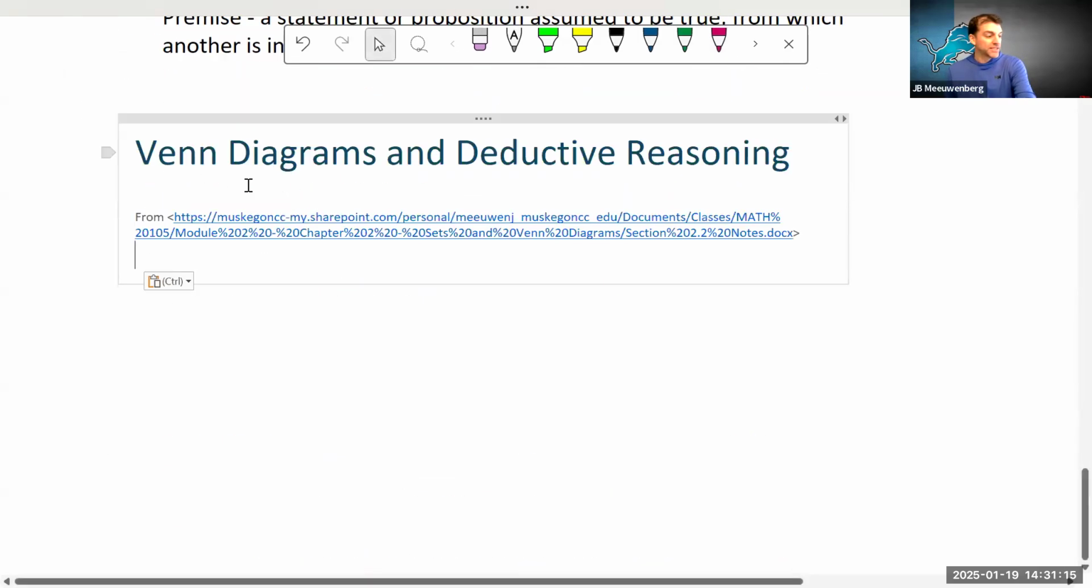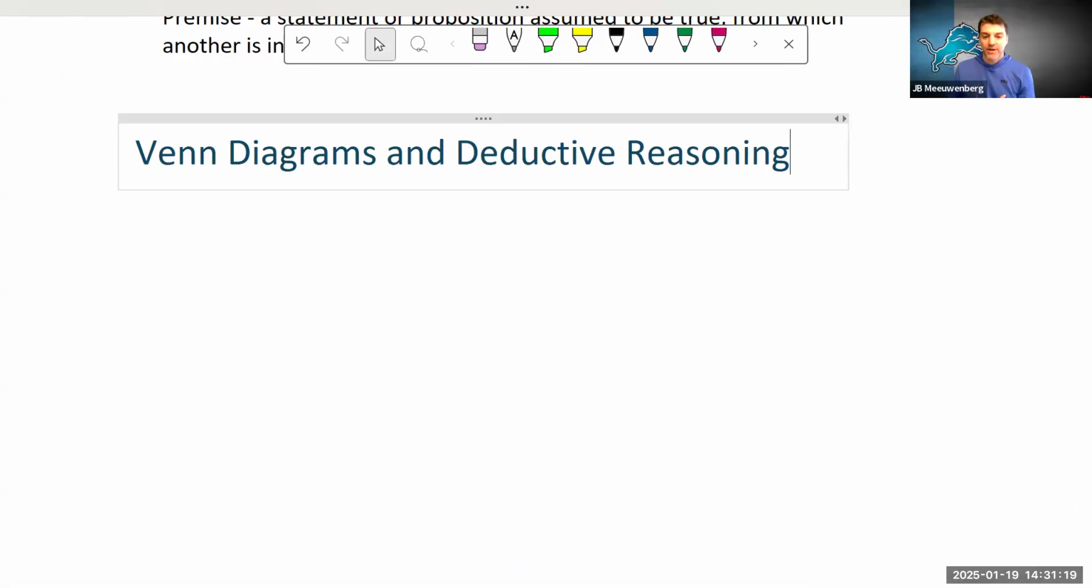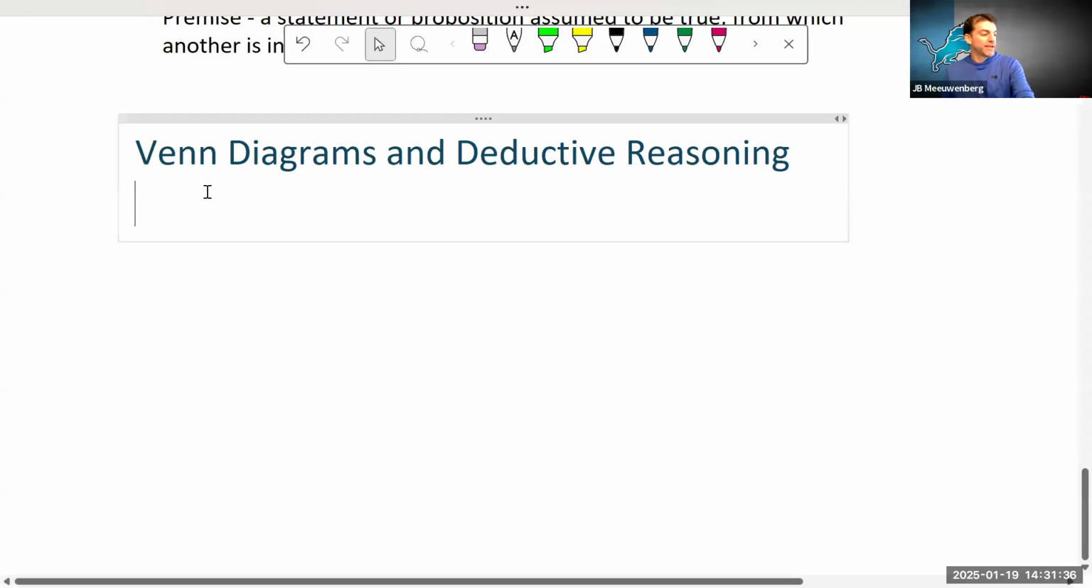One of which is Venn diagrams, right? Our old friend the Venn diagram. We used these back in section 2.1 to analyze and diagram sets, but we can also use them to draw conclusions using deductive reasoning. So I'm going to give you an example here, showing you how to use Venn diagrams.